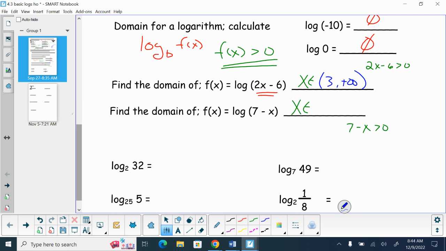Second one, what do we have for the second one here? Marley, what do you have for the second one? We're going to subtract 7, so we have negative x is greater than negative 7. So we have to do what? Divide by negative 1. When we divide by negative 1, what do you have to remember to do? Turn that thing around. So we have x less than the value of 7. So we have negative infinity to 7, and we're open at 7.